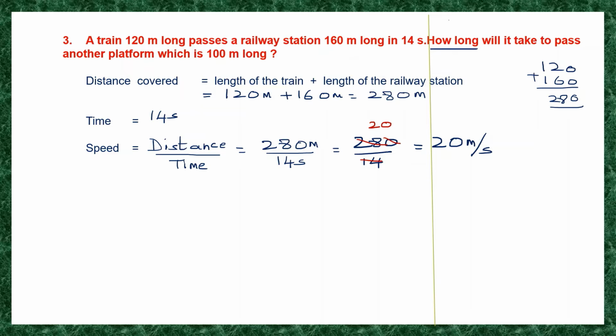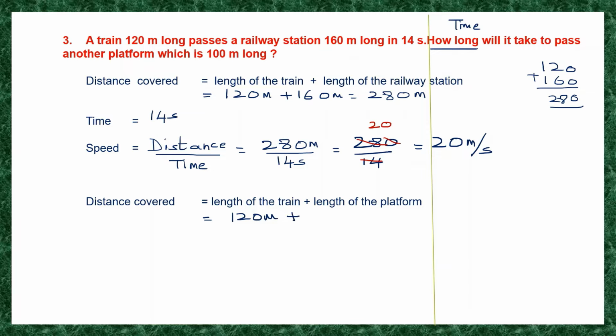That means the time. They're asking us the time it will take to pass another platform which is 100 meters long. So we have to rework the distance now. So distance this time will be length of the train, which is 120 meters, plus the length of the platform. Now it is the platform, so that is 100 meters. So 120 plus 100 will be 220 meters. Then what is given to us? Speed is already something that we have found.